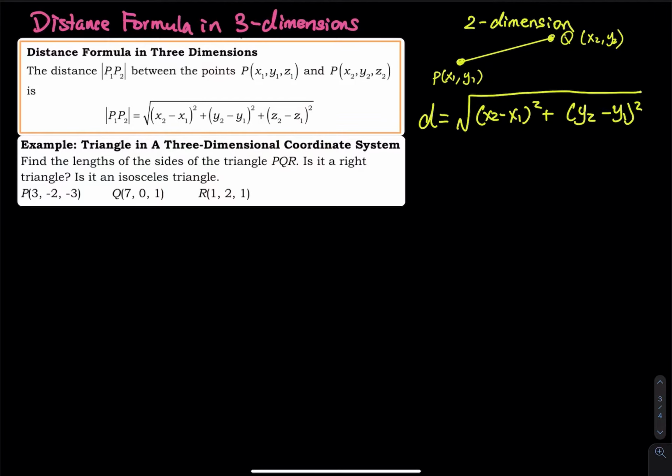In this video, we are going to discuss the distance formula in 3 dimensions. Back in 2 dimensions, we have 2 points. The basic ingredient to sketch a straight line is you need 2 points. We have a point P, we have a point Q. We use a straight line to connect them, and the distance between these 2 points is the square root of (x2 minus x1) squared plus (y2 minus y1) squared. You take the square root of that, and then you find the distance.